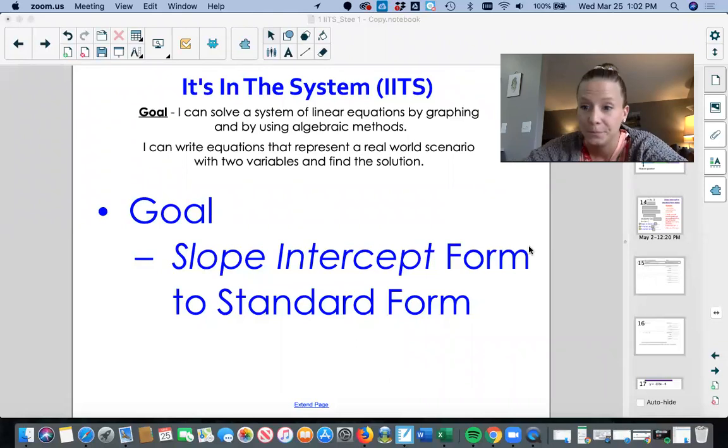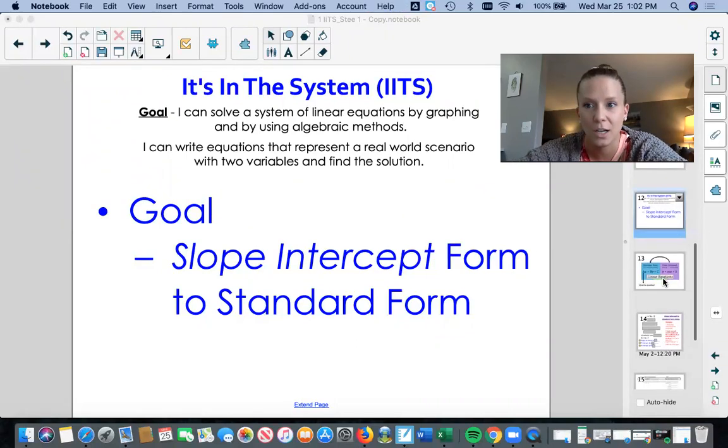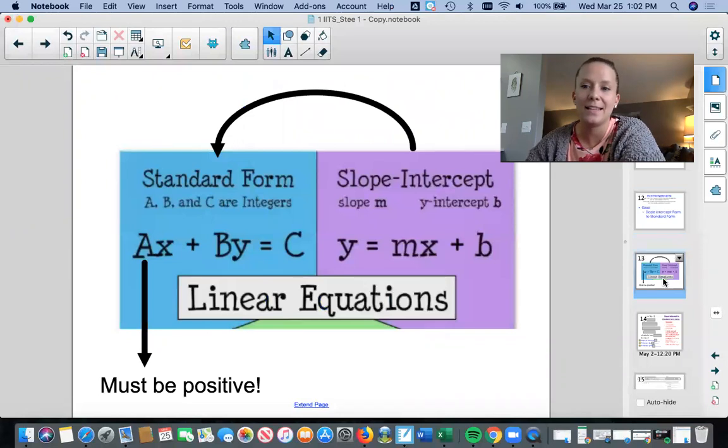Okay, so here is how that's going to look. This is the same slide as yesterday, but you'll notice that the arrow is now going the opposite direction. So we're going to take it from what we are most used to into this ax plus by equals c. Now, a couple reminders: a, b, and c are just numbers, okay? They're constants.